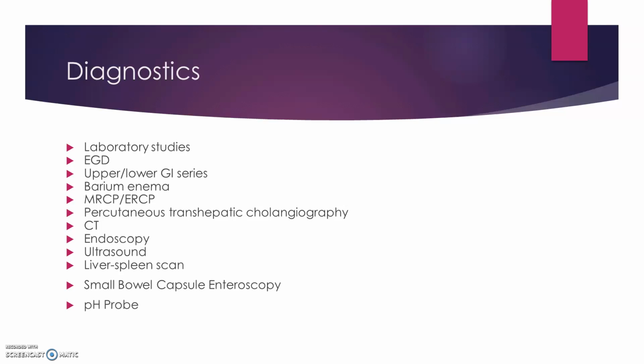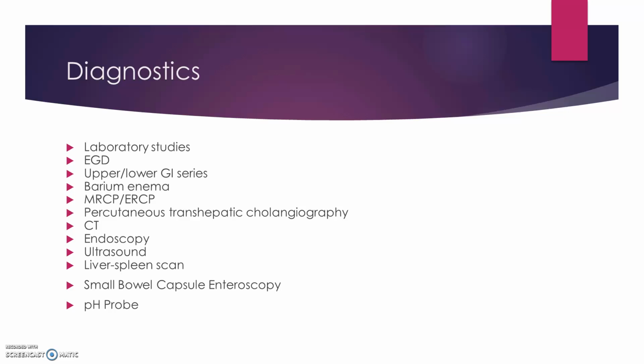CT is a series of x-rays that we're looking at different structures. Endoscopy is taking a scope and direct visualization. Ultrasound is going through the skin and seeing the different structures and how dense they are. A liver spleen scan is similar to that. Small bowel capsule enteroscopy is when they swallow a small camera. It looks like a little capsule. It goes through the system. It takes snapshots as it goes through, and then it records that to a little belt that they wear that records it via Bluetooth. They do not need to turn in that small capsule after it passes.